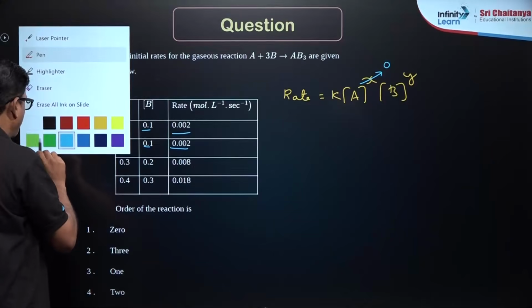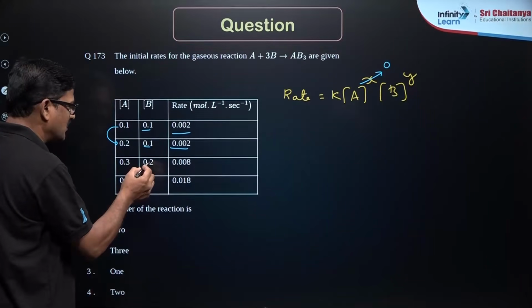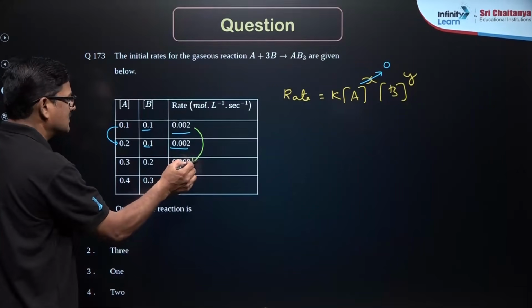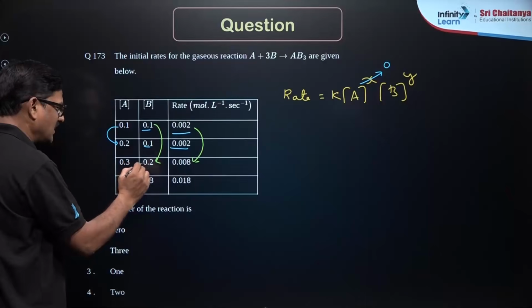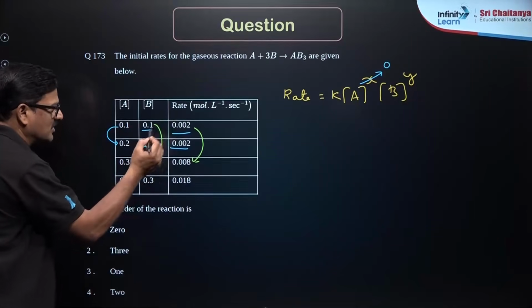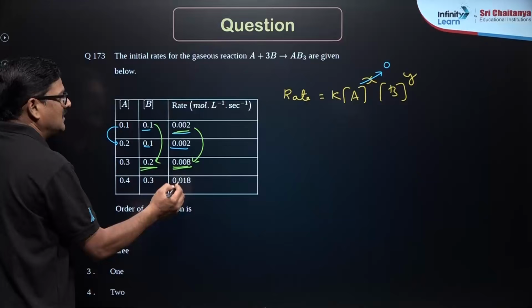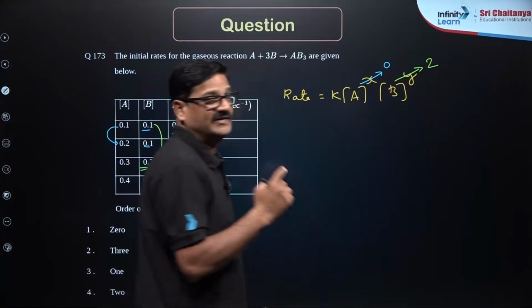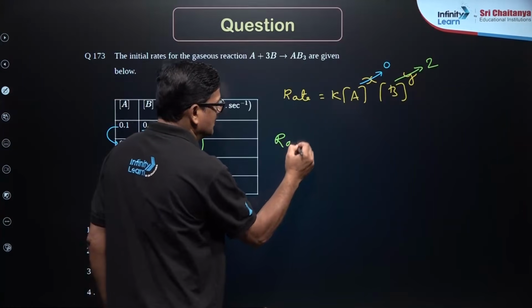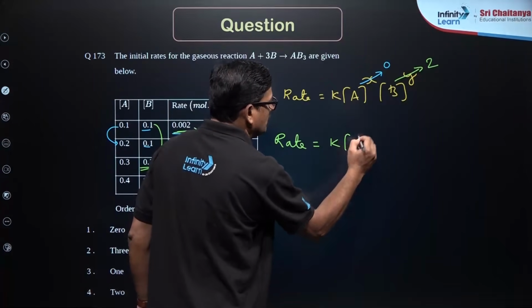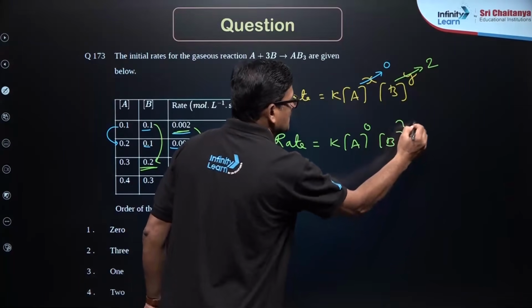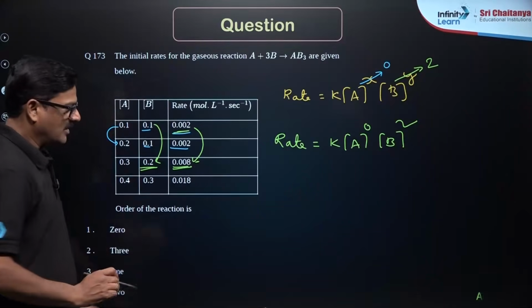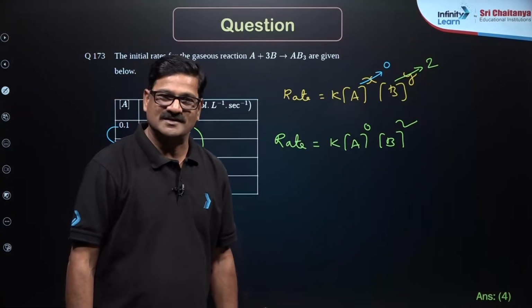When it comes to B, 0.1 becomes 0.2 and the rate 0.002 becomes 0.008. So when the concentration is doubled, rate becomes 4 times. So with respect to B it is second order. I want to say rate is equal to k[A]^0[B]^2. So the overall order is going to be second order. Option 4 is the correct answer for this question.